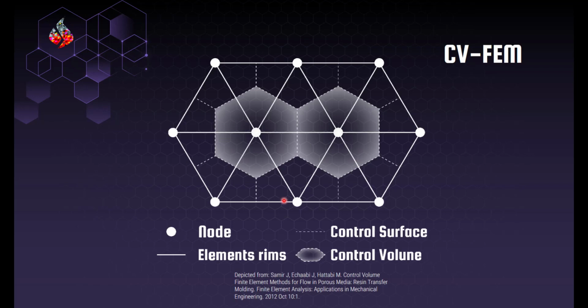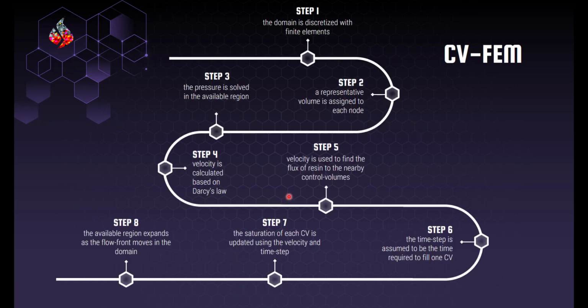Currently, we use 2D and 3D shells as finite elements. An available region is defined which consists of the elements right beside the inlets at the start and next to the filled nodes in later iterations. In each step, the pressure is solved in the available region and velocity is calculated based on Darcy's law. Velocity gives the flux of resin to the nearby CVs.